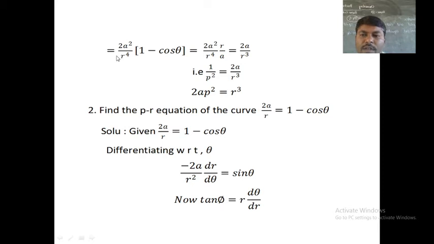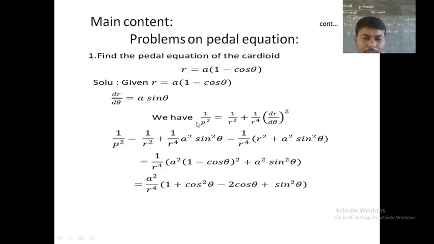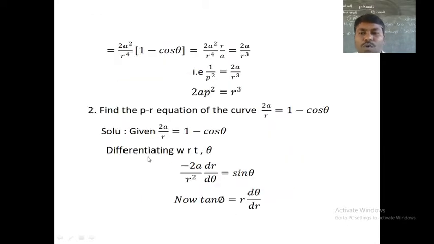Next, here sin square theta plus cos square theta is 1, so 1 plus 1 is 2. Take 2 outside, the remaining term is 1 minus cos theta. So 2a square by r raised to 4 into 1 minus cos theta.